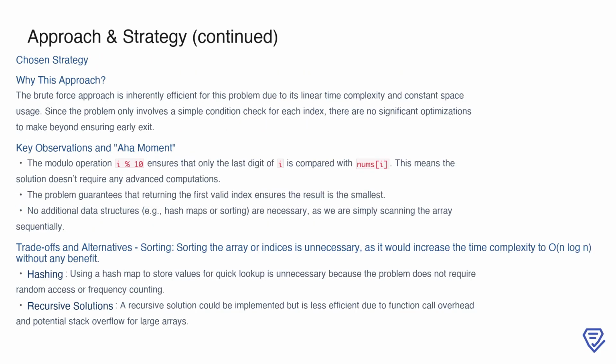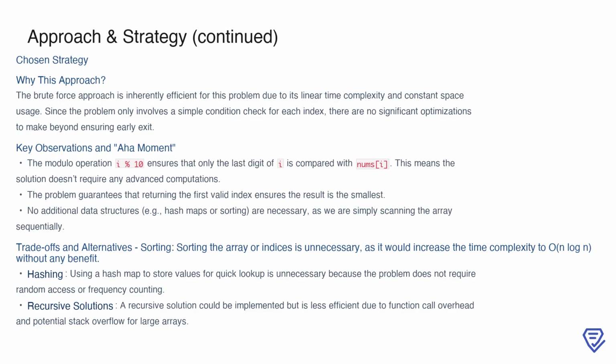The chosen strategy for this problem builds directly on the brute force approach with early exit, as it balances simplicity, clarity, and efficiency. There are several reasons why this approach is ideal. First, the brute force method has linear time complexity and constant space usage, which are both optimal for this problem. Since the primary task is a simple condition check for each index, there are no significant optimizations beyond ensuring early termination. A key observation here is that the modulo operation i%10 simplifies the comparison by isolating the last digit of the index, making the computation straightforward and efficient.